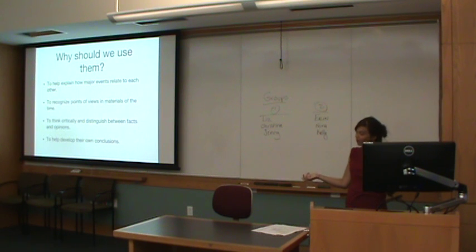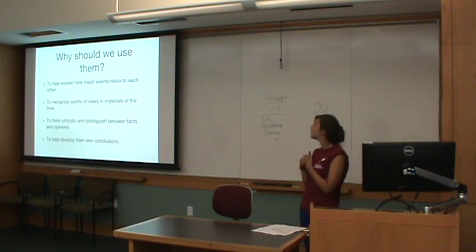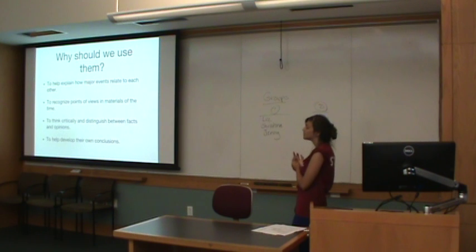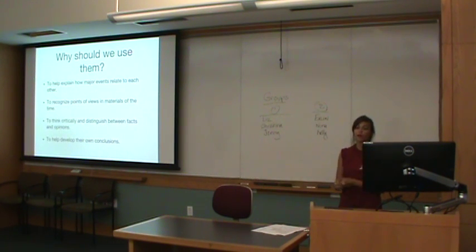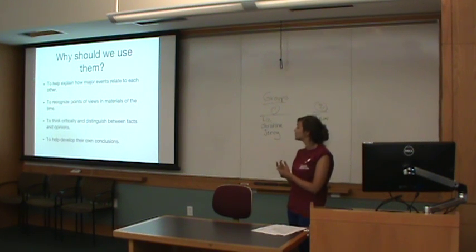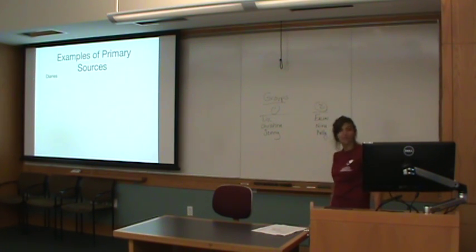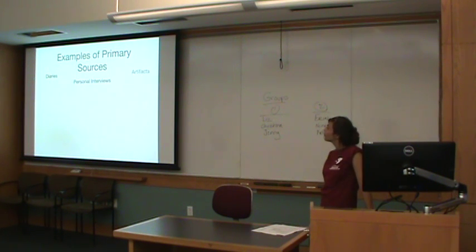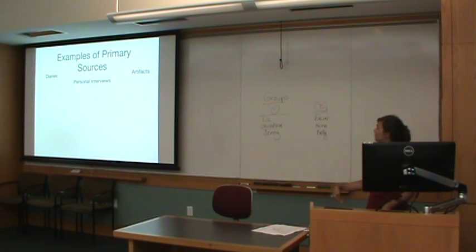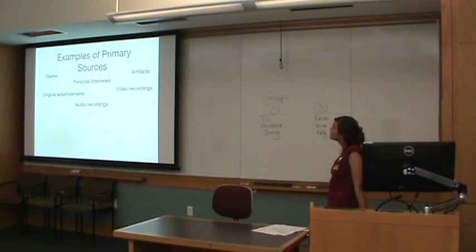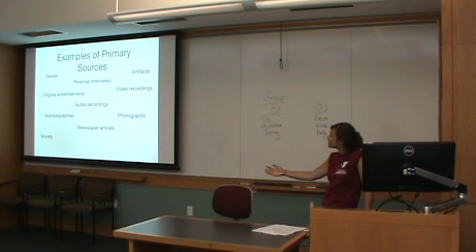Why should we use them? You are probably also thinking. This helps to further explain how major events relate to each other. We can recognize points of view and materials of the time, and it helps us to think critically and distinguish between facts and opinions, especially with secondary sources, which we will be talking more about next time I come in. And this helps us to further develop our own conclusions on a text. So some examples are diaries, personal interviews, artifacts such as a dress that someone wore in the 1920s, original advertisements, video recordings, audio recordings, autobiographies, photographs, newspaper articles, novels, and government documents.